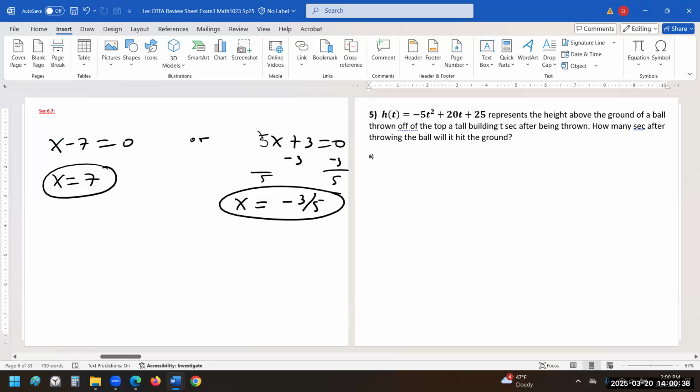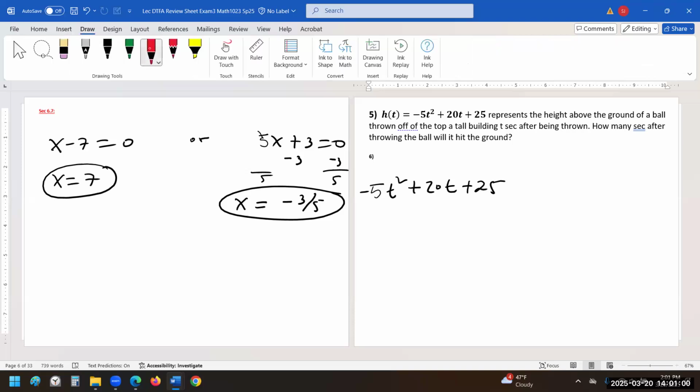And for the application, I'll give you the same question to make your life easier, but the function will be different. So all you have to do here is set your function equal to 0 and solve. Negative 5t squared plus 20t plus 25, set that equal to 0 because you're hitting the ground. When you hit the ground, the height of the ball is 0. And this function is the height function.